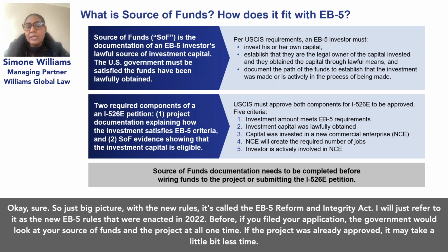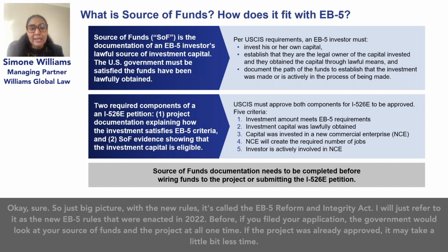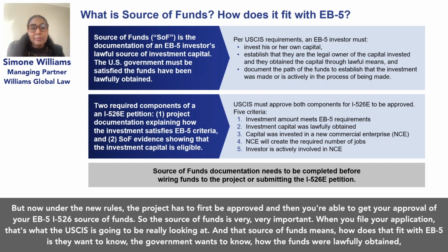Okay, sure. So just big picture, with the new rules, it's called the EB-5 Reform and Integrity Act. I will just refer to it as the new EB-5 rules that were enacted in 2022. Previously, if you filed your application, the government would look at your source of funds and the project all at one time. Now under the new rules, the project has to first be approved, and then you're able to get your approval of your EB-5 I-526 source of funds.